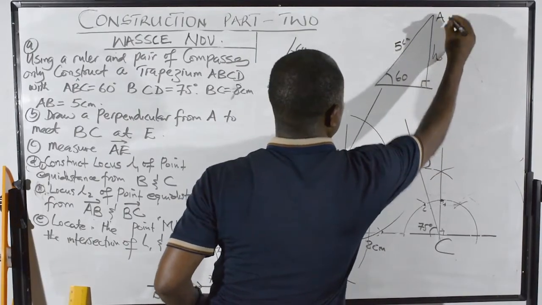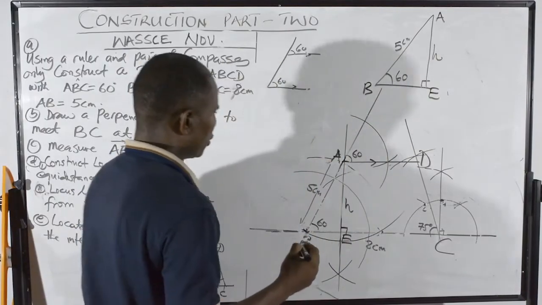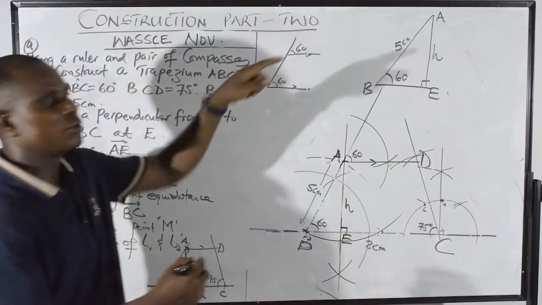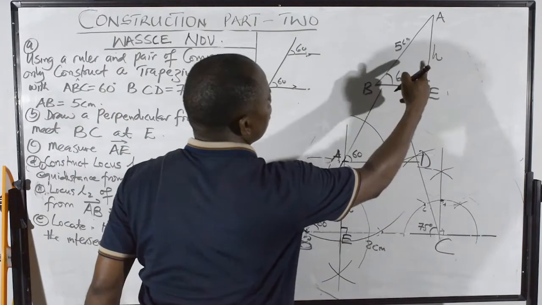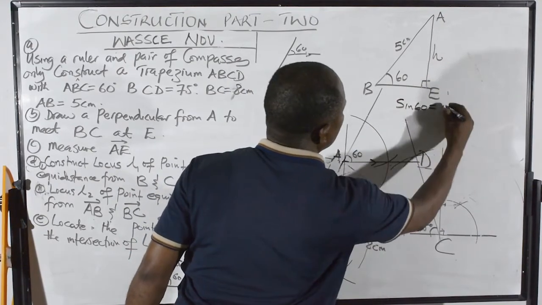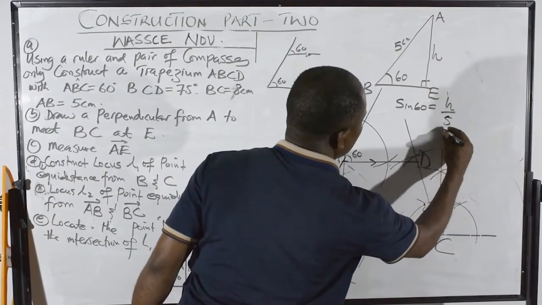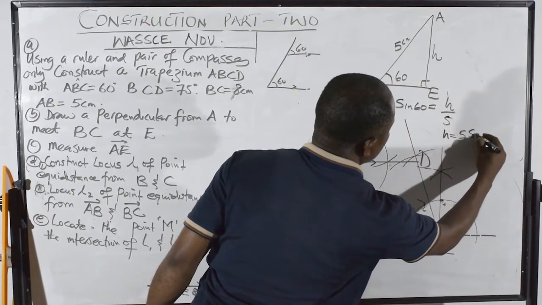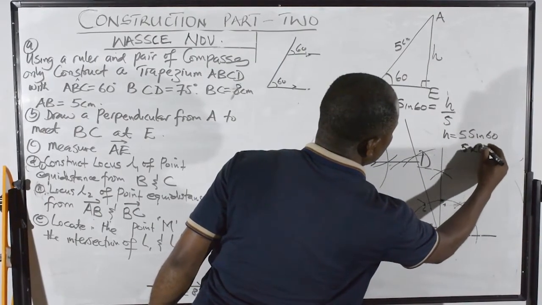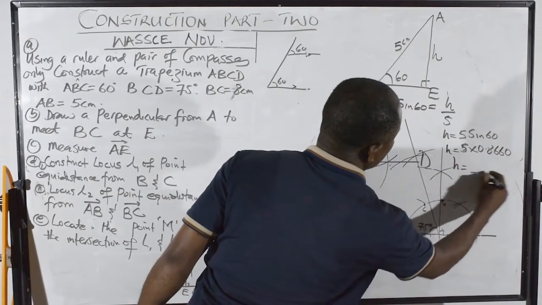This is A, this is E, and this is B. It says measure that height AE. You're finding AE, so you can use that sine. Sine 60 is equal to opposite over hypotenuse. So we now have H equals 5 sine 60. If you punch that into your calculator, it's 5 times 0.8660. When you punch that in the calculator, it will give you the height.